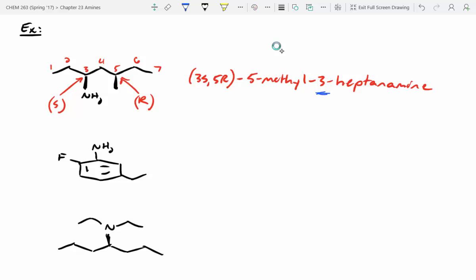Counterclockwise, why? Start with the plural because otherwise you have a 5. So in this case, it should be 1, 2, 3, 4, 5, 6. If we go through and number this, it would be 5-ethyl-2-fluoroaniline.